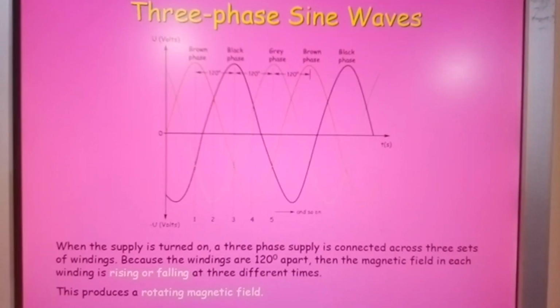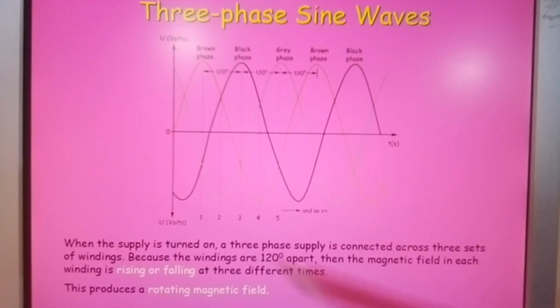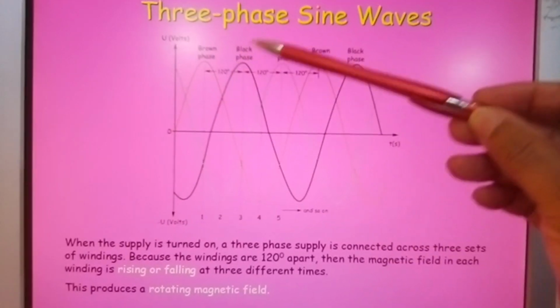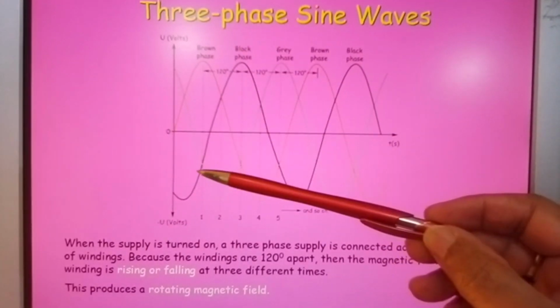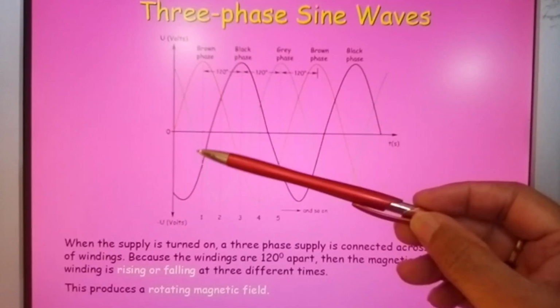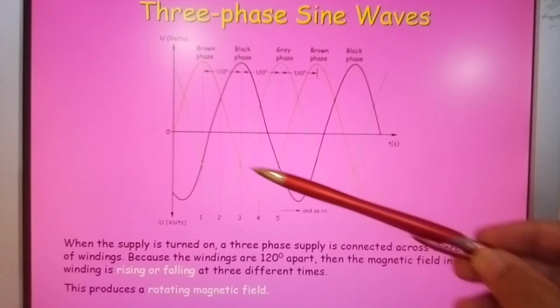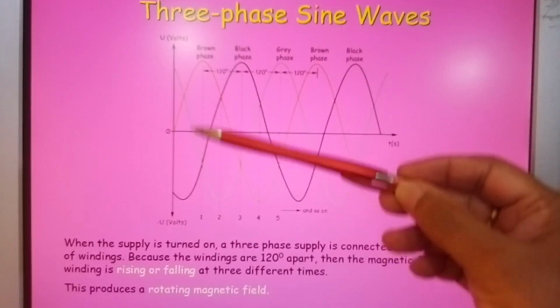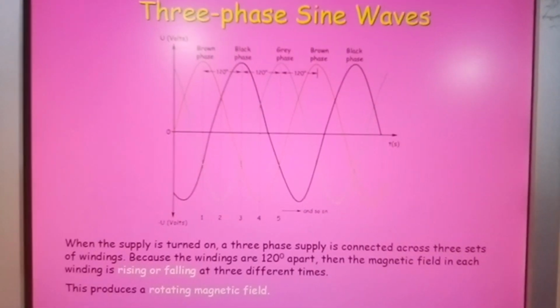But remember that because your AC goes positive and negative, it actually switches off at a moment in time. But because it is three-phase, it remains a continuous supply, so it never actually switches off. As one goes to zero, the other one begins to pick up from zero.